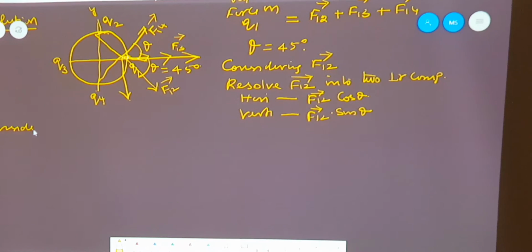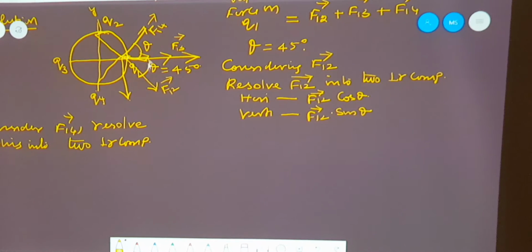You consider the F14 vector and resolve this into two perpendicular components. How can you resolve it? When you are considering F14, again you can consider the horizontal component and another one along the vertical direction.